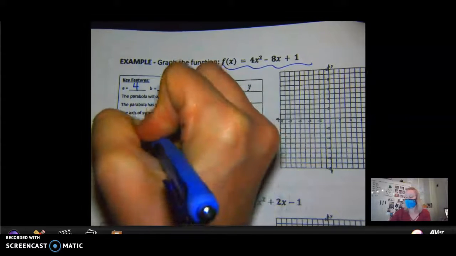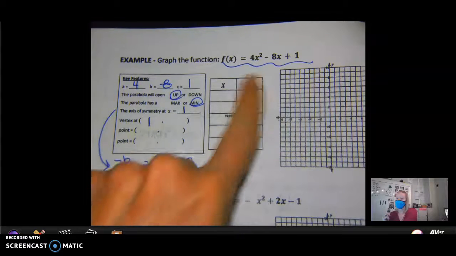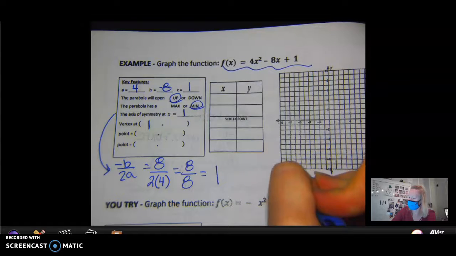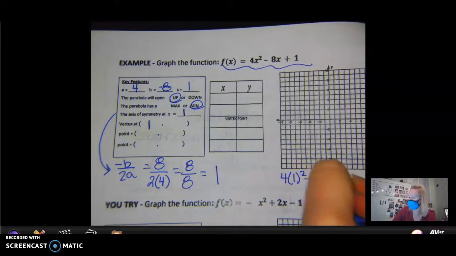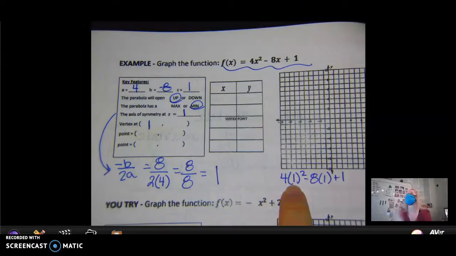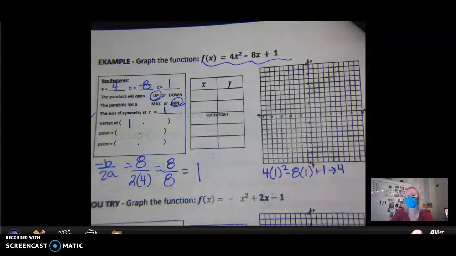That also is the x point at the vertex, right? So the vertex is at 1 comma something. How do I find what my y value is if I know my x value? Awesome. I plug it into this equation. So I'm going to do 4 parentheses 1 squared minus 8 parentheses 1 plus 1. What is 1 squared? 1. What's 1 times 4? 4. What's 8 times 1?